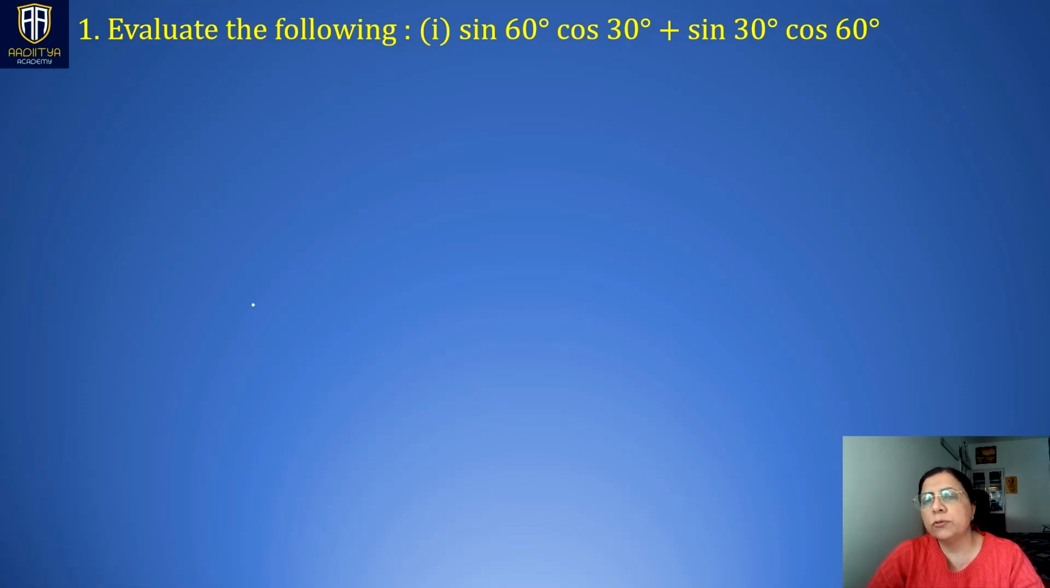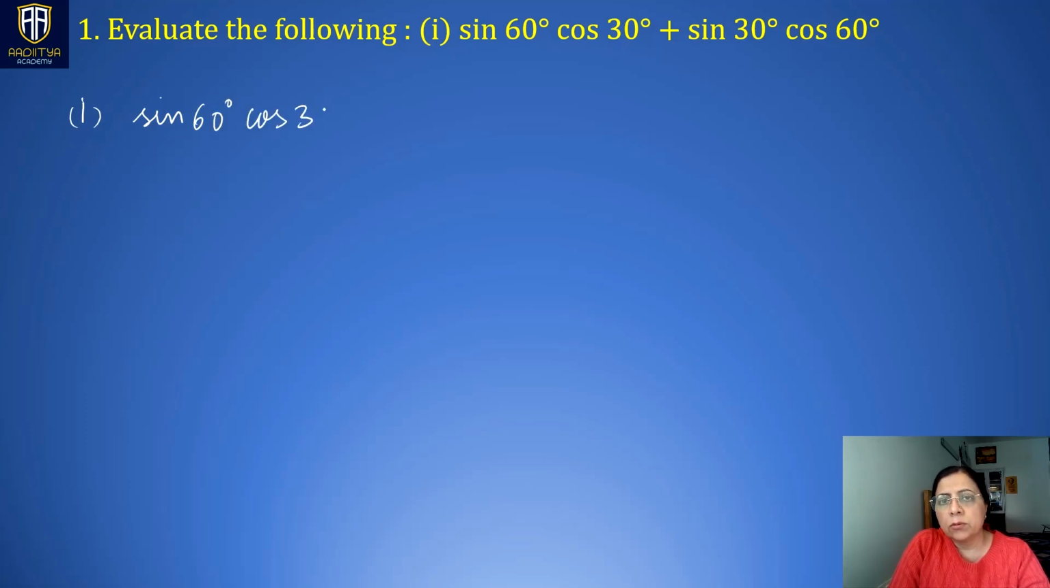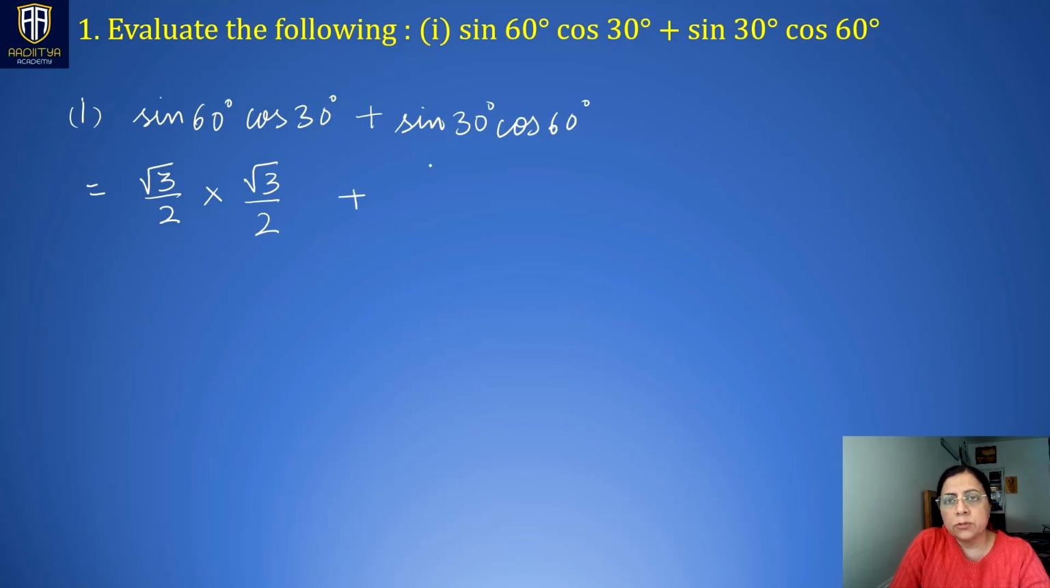The first question is we have to evaluate the following. You have to find the value of sine 60 multiplied by cos 30 degree added to sine 30 degree multiplied by cos 60 degree. Now as we know the value of sine 60 is root 3 by 2. We simply have to put the values here. Cos 30 is also root 3 by 2 added to sine 30. The value of sine 30 is 1 by 2. Cos 60 is also 1 by 2.